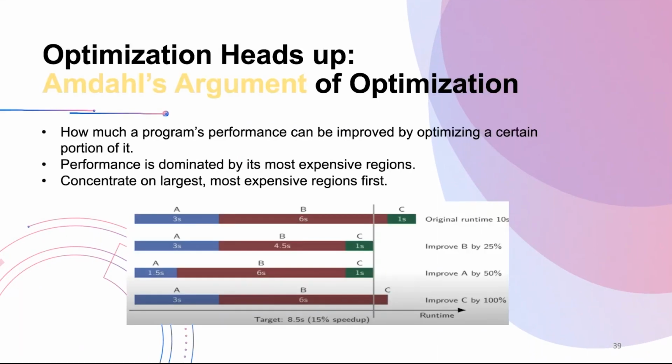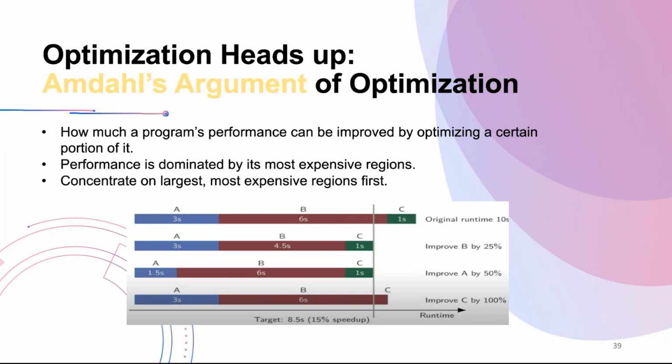Before concluding, there are a few heads-up points for the optimization process. There is Amdahl's argument, which basically deals with how the optimization should be carried out. Let's say there are three methods, method A, method B, and method C, and the original runtime is 10 seconds, right? And let's say we have a threshold of 8.5 seconds. That means we have to speed up our application by 15%.